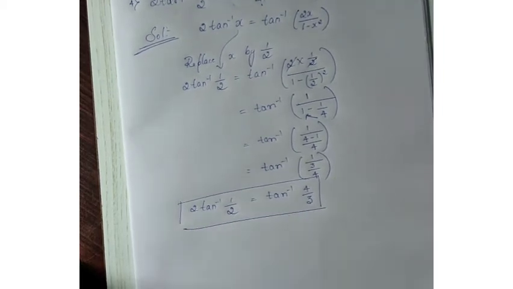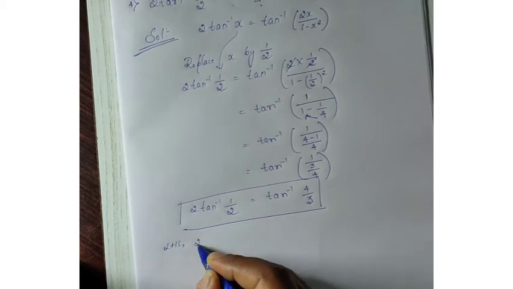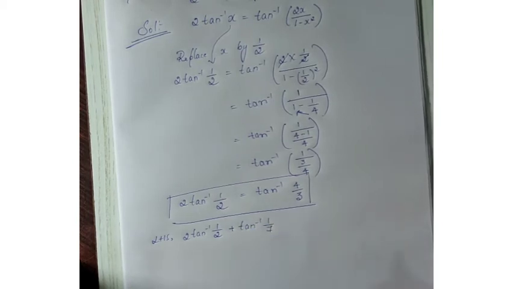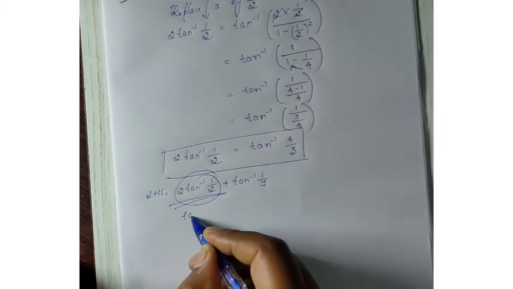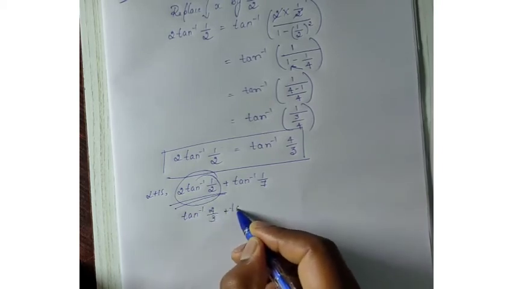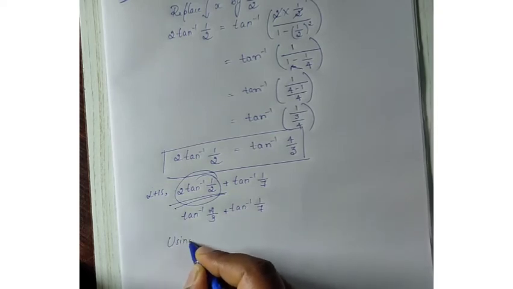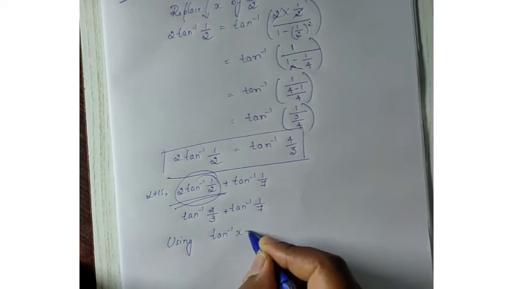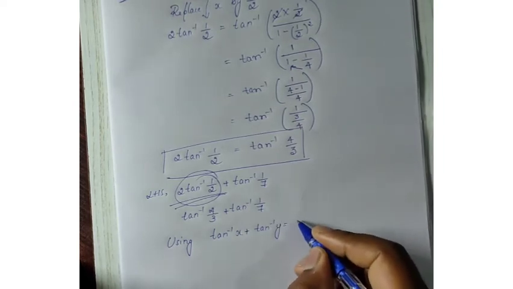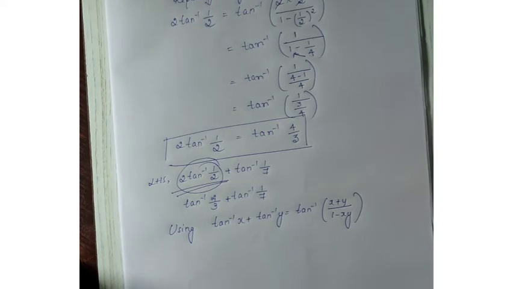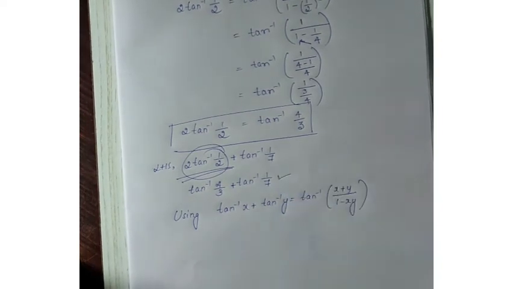So consider the LHS part now, that is 2 tan inverse 1 by 2 plus tan inverse 1 by 7. So we know what is 2 tan inverse 1 by 2, right? So just replace. That is tan inverse 4 by 3 plus tan inverse 1 by 7. Now, we're using a property that we have studied. That is tan inverse x plus tan inverse y is equal to tan inverse of x plus y divided by 1 minus xy. So this is the formula.